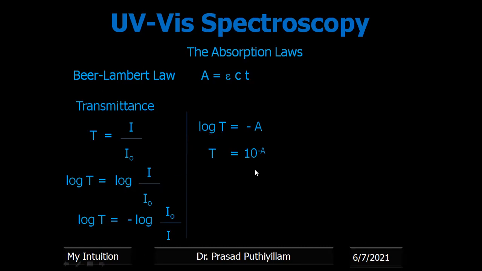Therefore, we can say that T will be 10 to the power of minus A, and A is nothing but epsilon ct. Therefore, T is equal to 10 to the power minus epsilon ct. Now further, I'll start from T is equal to I by I0 only, because I want to calculate the percentage transmittance.